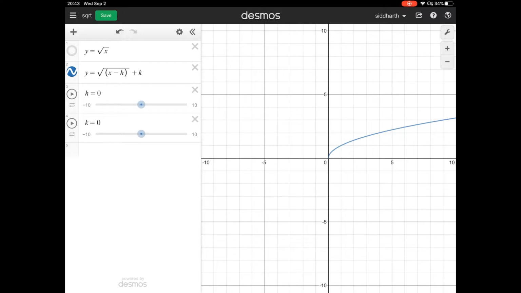Let's start with h. When I change the value of h, you can see that the graph moves from right to left or from left to right. This means that the graph is performing a horizontal translation. And when I move k around, you can see that the graph moves up and down. This means that this graph is performing a vertical translation at this point.